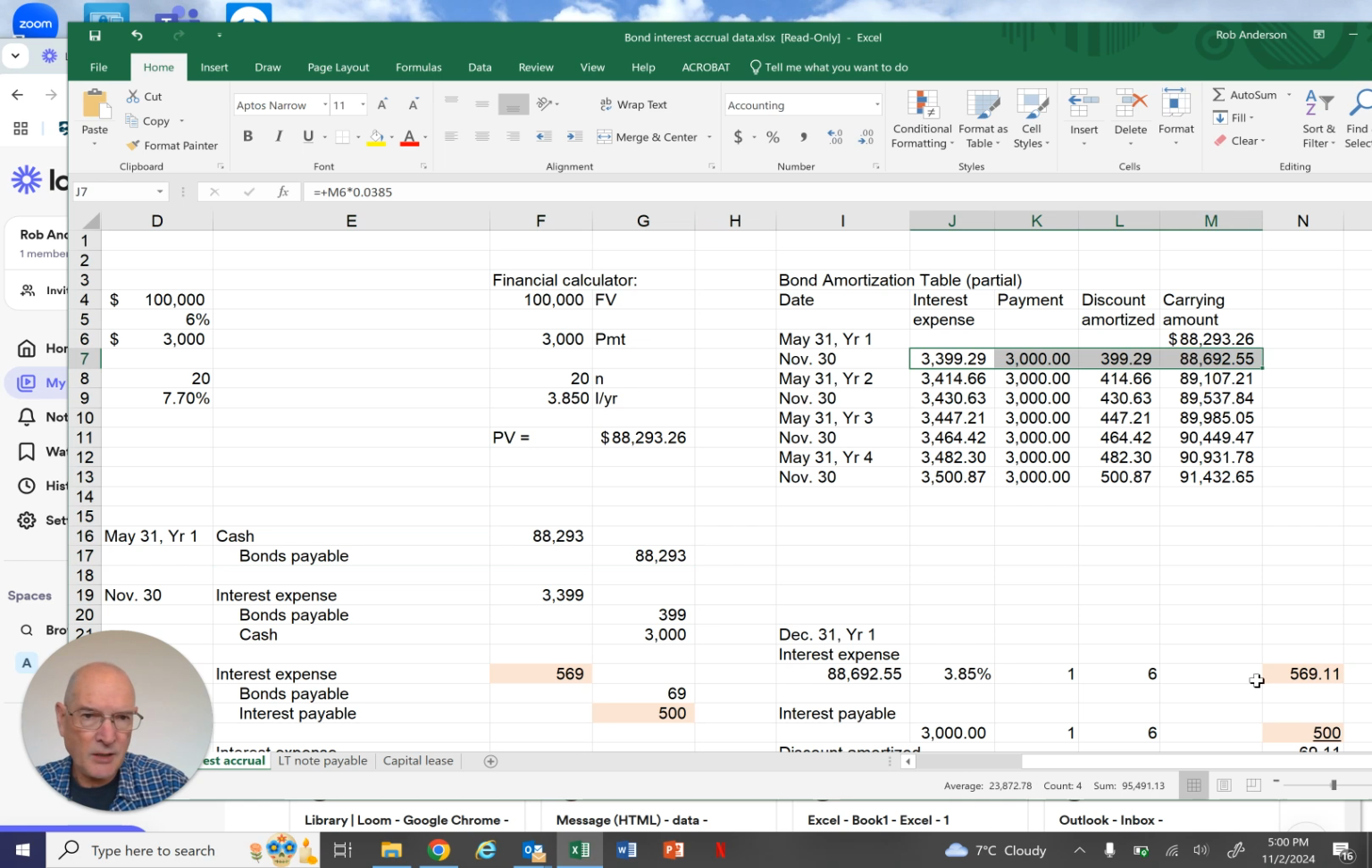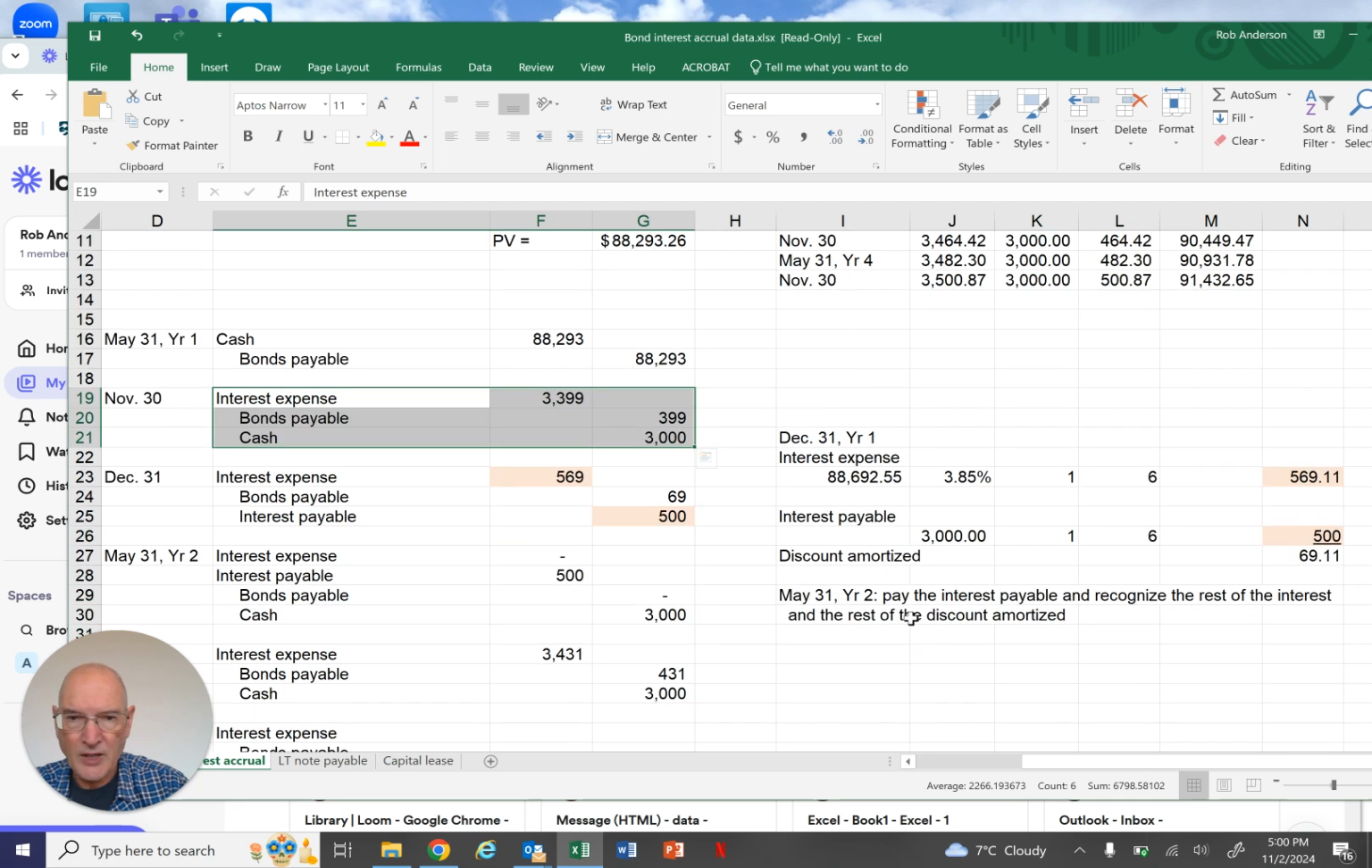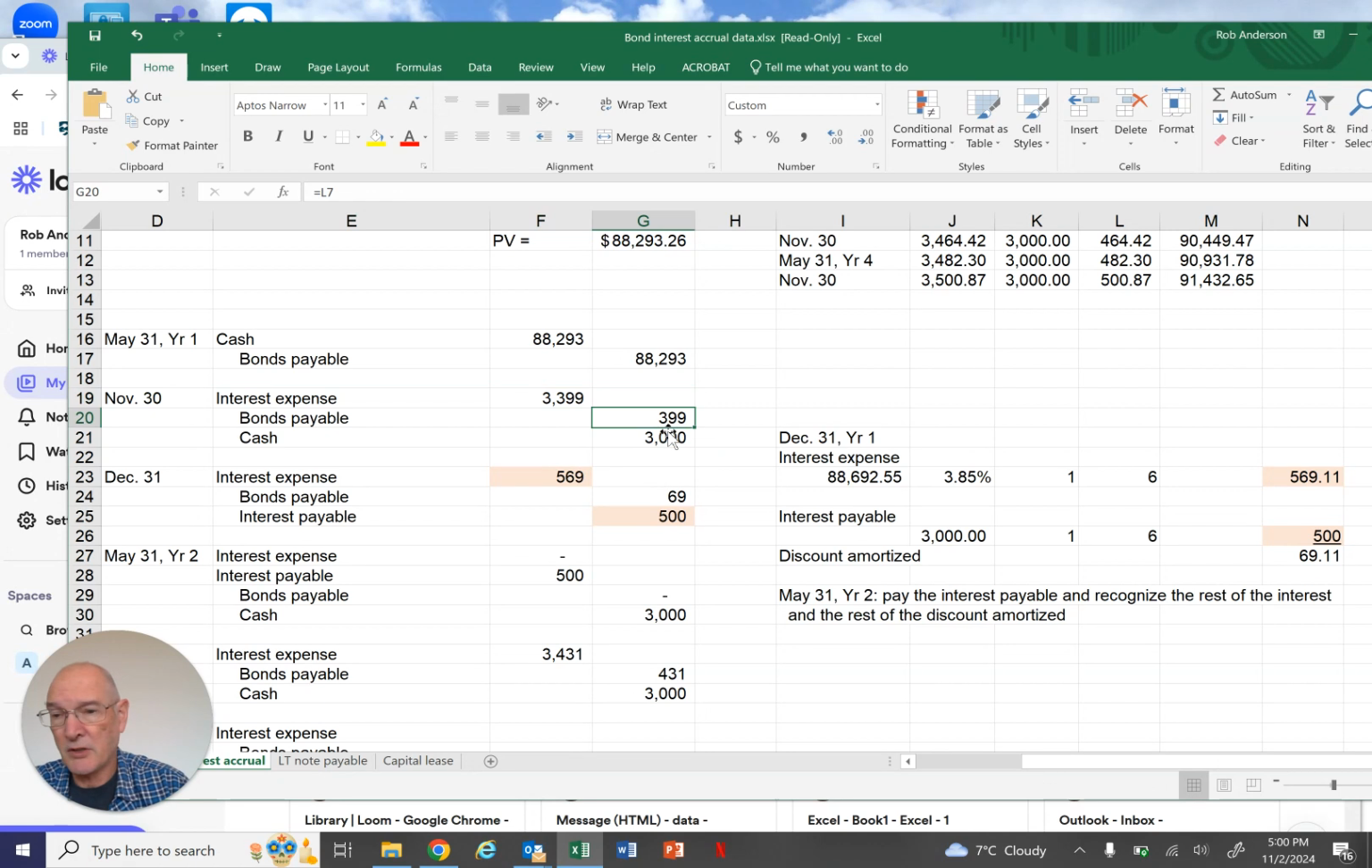Now here are our numbers from that line in the table. So here's our interest expense, our payment, and the amount of discount we're amortizing. I've done this journal entry for us, and you should recognize this entry now. Here's our debit to interest expense, our credit to bonds payable, and that increases the bond on its way to 100,000. And here's the credit to cash.